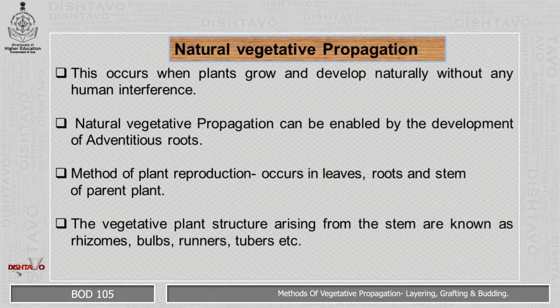Natural vegetative propagation can be enabled by development of adventitious roots. This method of plant reproduction occurs in leaves, root and stem of a parent plant. The vegetative plant structures arising from the stems are known as rhizomes, bulbs, runners, tubers, etc.